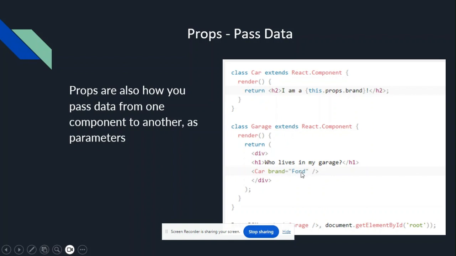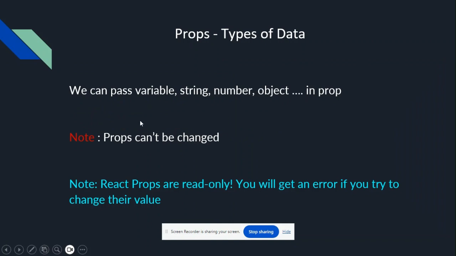This is basically a string type, and we can pass the prop to the car component. Car is a class-based component, and we can use the value like this.props.brand. We can pass a variable, string, number, object, or any value in the prop.